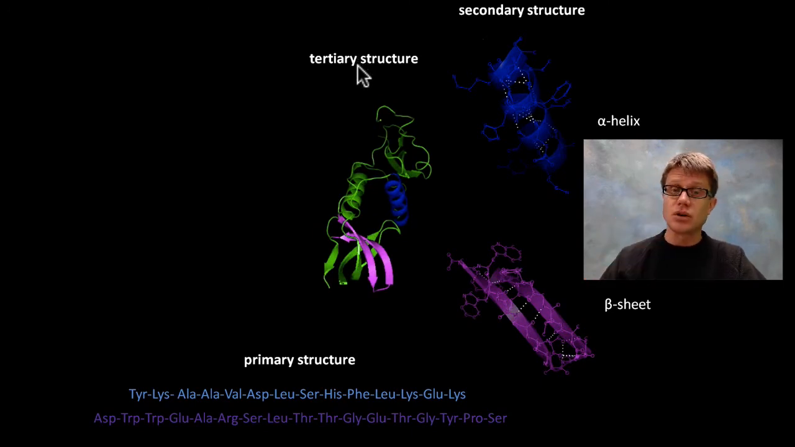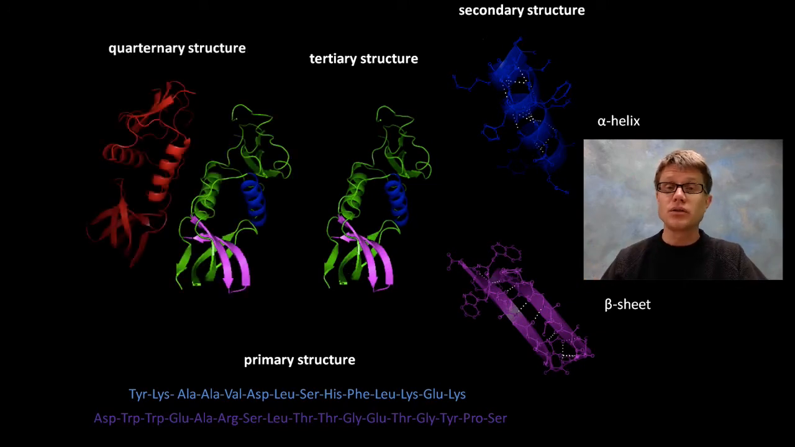Tertiary, or the third level of structure, is going to be all those R groups interacting. And so maybe we have one that's hydrophobic. It'll hide to the middle, or hydrophilic on the outside. We'll have disulfide bonds. We'll have positive attracting to negative. But this is the third level of structure.